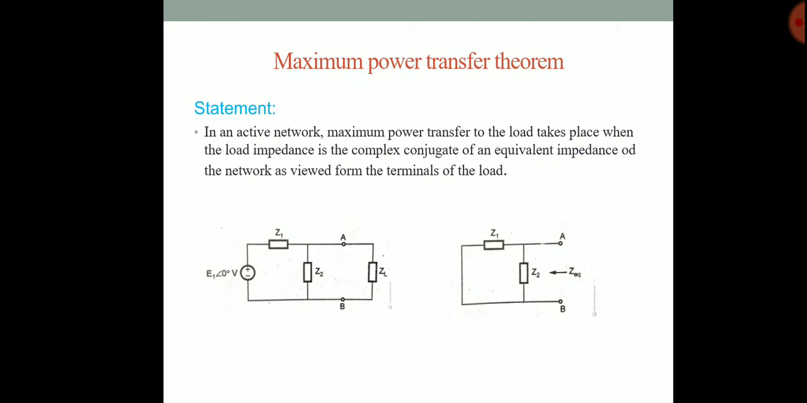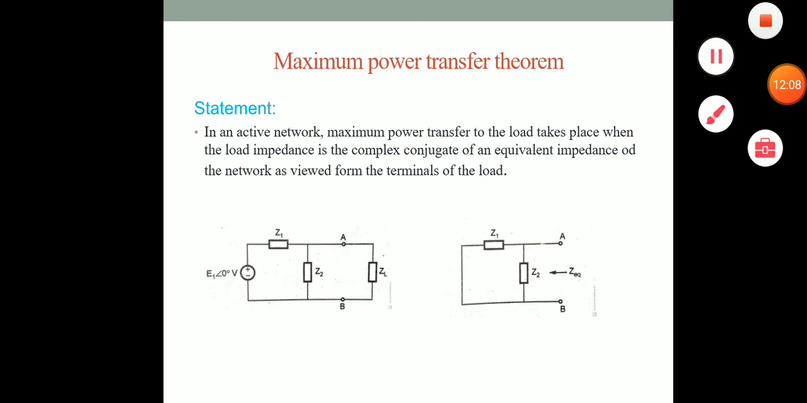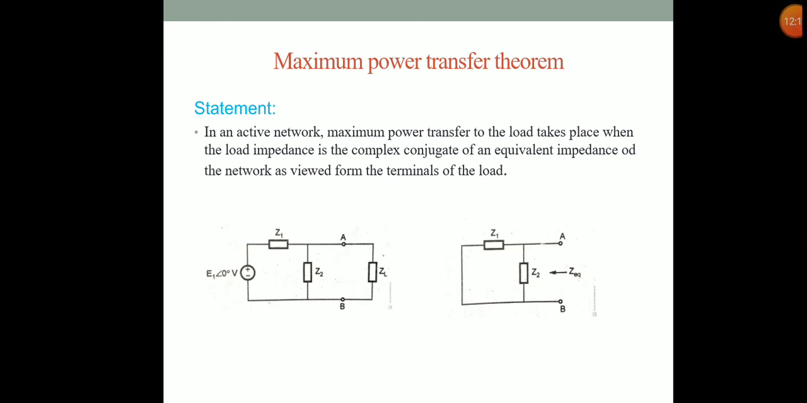Now next one, maximum power transfer theorem. The maximum power transfer theorem can be stated as: in an active network, maximum power transfer to the load takes place when the load impedance is the complex conjugate of the equivalent impedance of the network as viewed from the terminals of the load. So for the explanation of maximum power transfer, we see the network diagram. The equivalent impedance of the network is viewed from the terminals A to B, replacing the independent sources by their internal impedance.